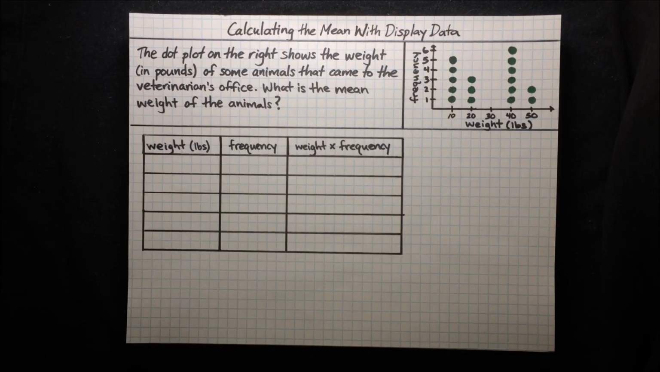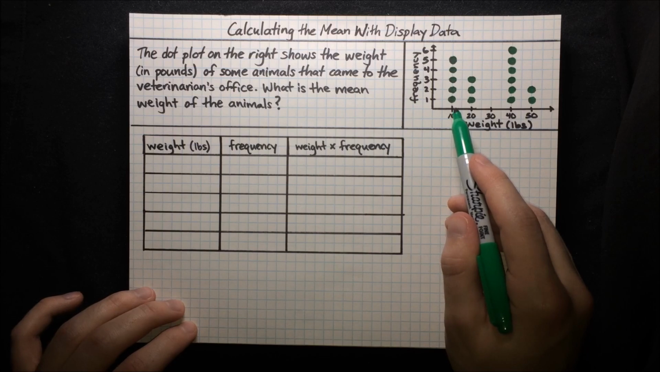In this video, we're going to learn how to calculate the mean with display data. So here we've got a dot plot on the right which shows the weight in pounds of some animals that came to the veterinarian's office. And we want to answer the question, what is the mean weight of the animals? Before we dive into finding the mean weight, let's first talk about the dot plot here.